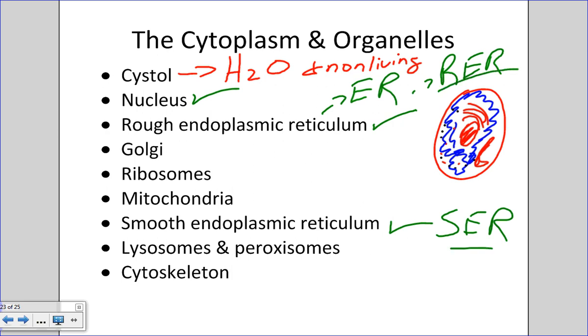Then we've got something called a Golgi complex, often called the Golgi apparatus as well. Either way, I don't care which you use, just as long as you use it in the correct context. I typically call it the Golgi complex, and we'll talk more about its function. And then ribosomes. Ribosomes are very important little structures within the cell. These are basically the sites for protein synthesis.